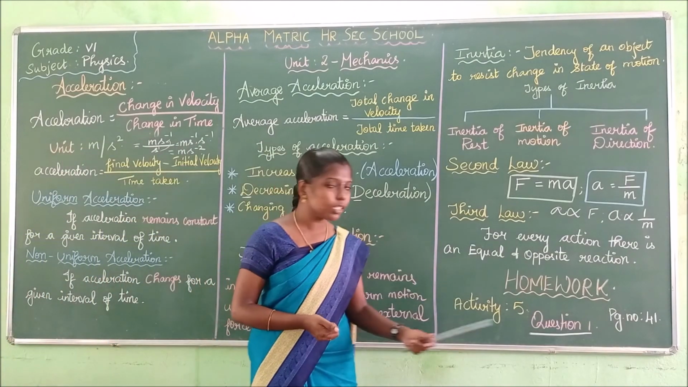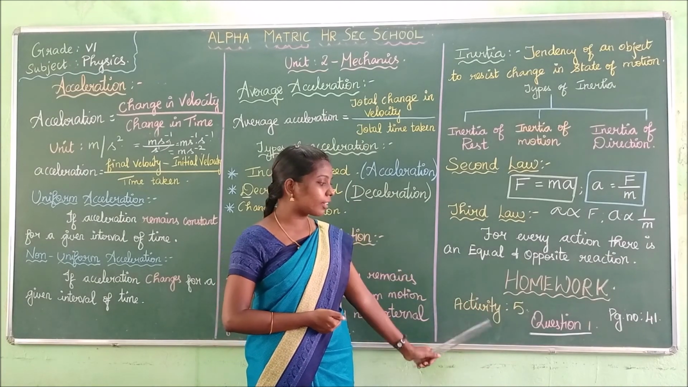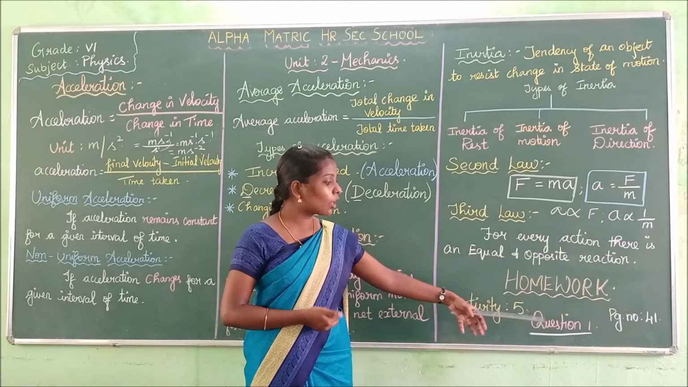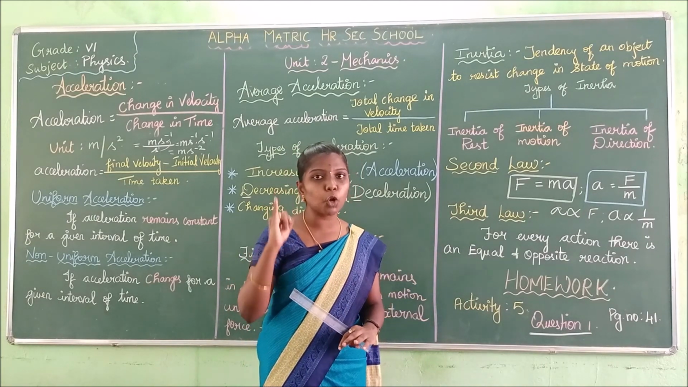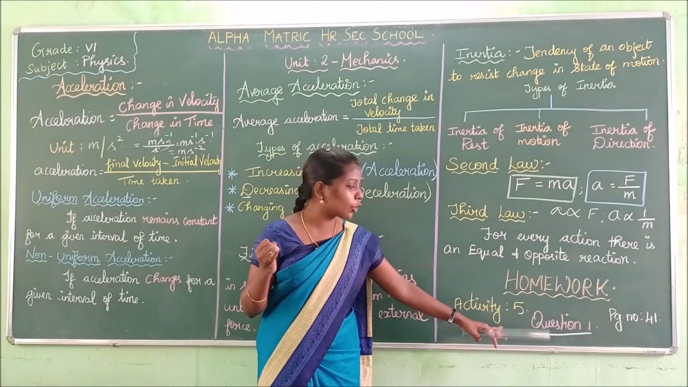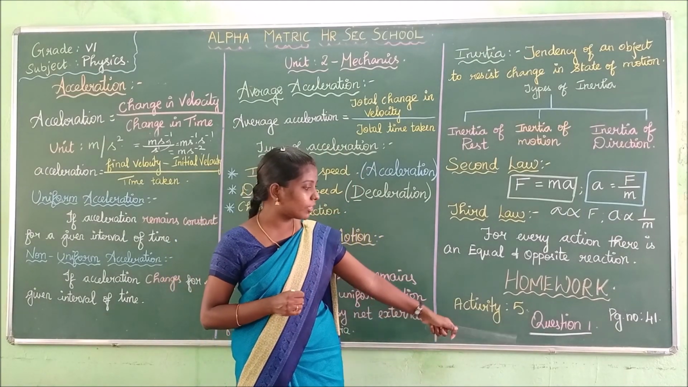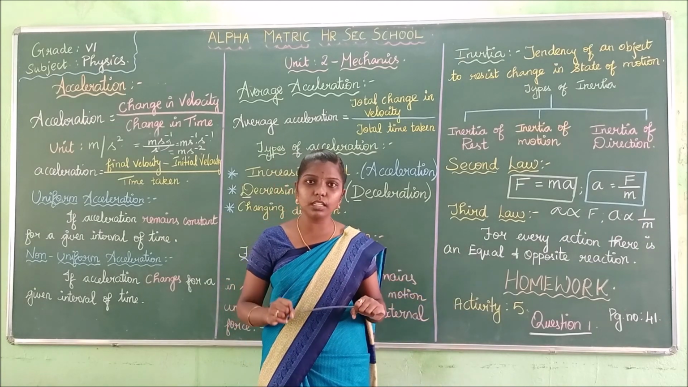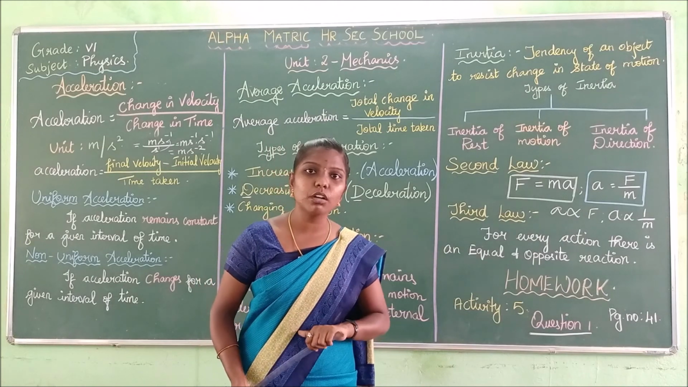Next, your homework is on page number 41 in your textbook. You have Activity 5. In that, the first question is homework for you. You have to solve the first problem and submit it in your WhatsApp group. Along with your class work, you have to solve this first problem and submit it. Is it clear? Complete your homework and submit it in your WhatsApp group.